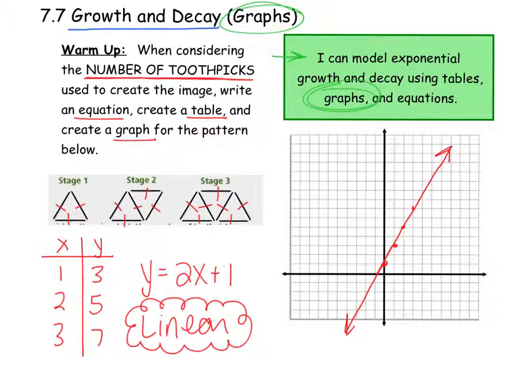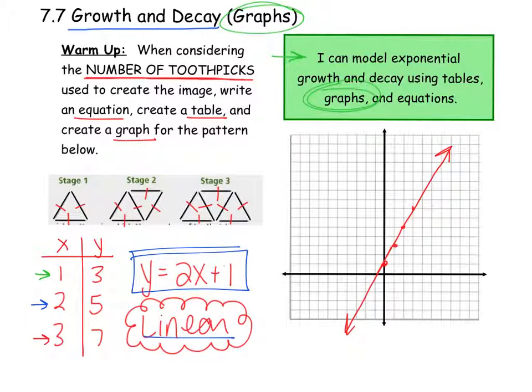So when analyzing the number of toothpicks in the image, in the first one, there's 3 toothpicks. In the second one, we have 5 toothpicks, and in the third one, there's 7 toothpicks. Because it's going up by 2 each time, I know right away that it is a linear relationship. So my equation has to be linear, and it's going to be y equals 2x plus 1.